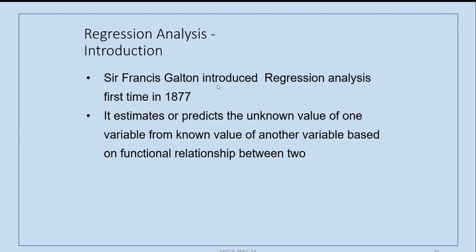If ranks are assigned, if ranks are given, then we can calculate the difference in ranks and sigma d square can be calculated. If ranks are not given, then we have to assign ranks to the data and then we will calculate the correlation. So this is about the correlation.